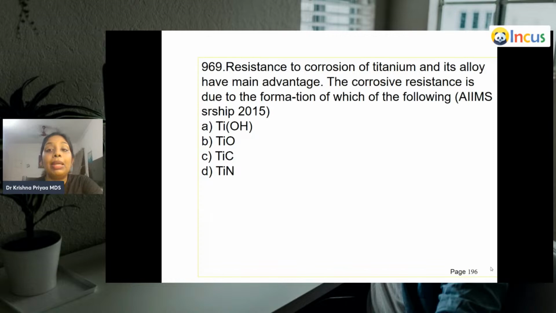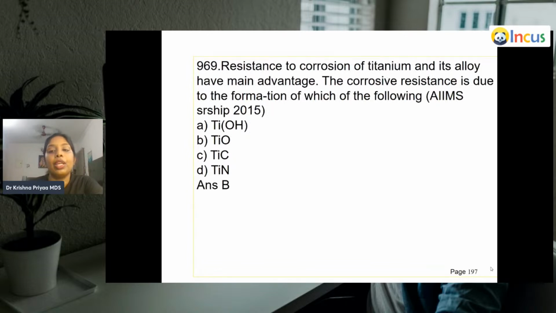Now coming to the material. Resistance to corrosion of titanium and its alloy have the main advantage. The corrosive resistance is due to the formation of which of the following? So corrosion means the material is being corroded by the presence of oxygen in the atmosphere reacting with the material, right? So whenever there is an oxide layer formed on the top, then the corrosion doesn't happen. So here usually the answer is titanium oxide. Yeah. So the corrosive resistance layer is because of titanium oxide.